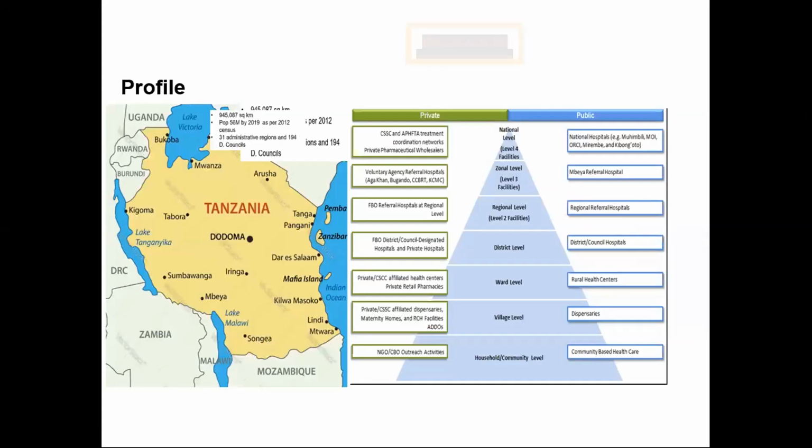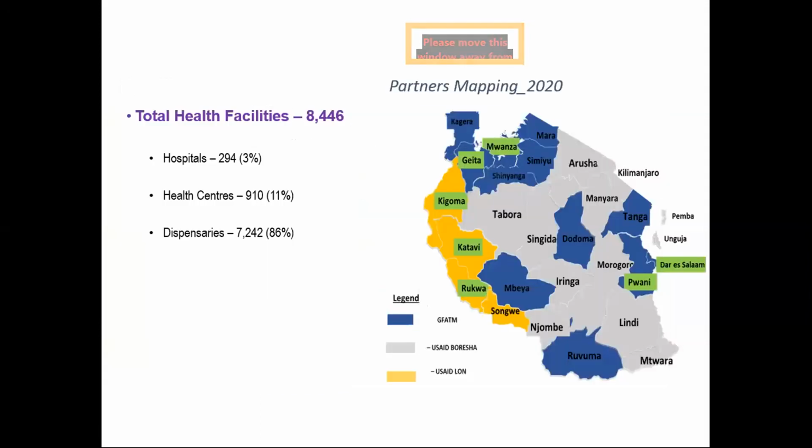In Tanzania, we have about 8,000 facilities, and we have 26 regions, but the population is 56 million and 31 administrative regions. But with TB, we have other TB regions, which are more than 26 regions.